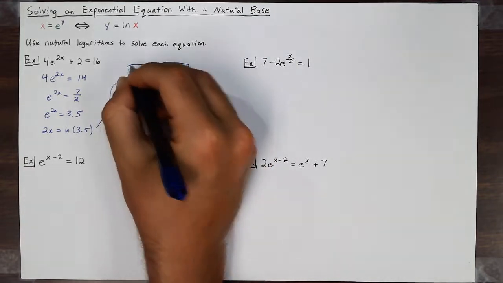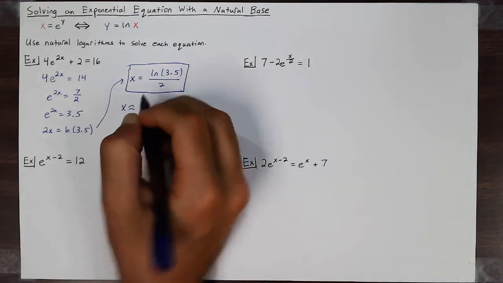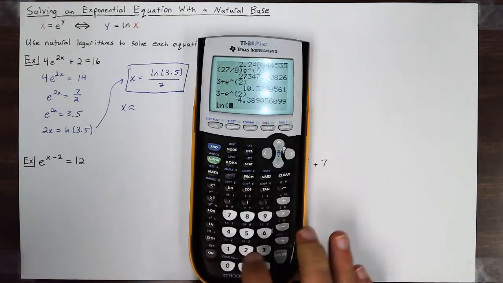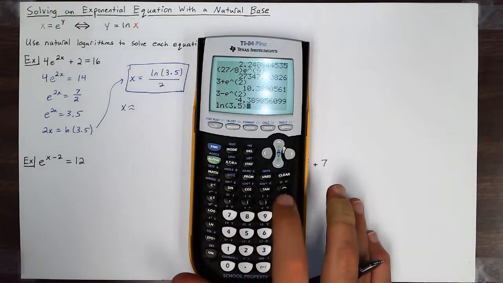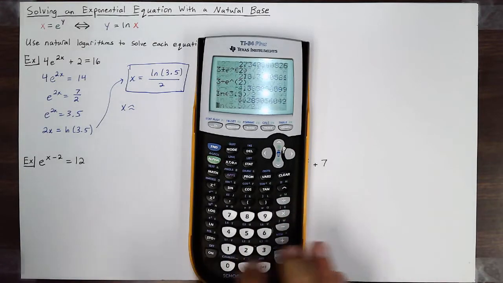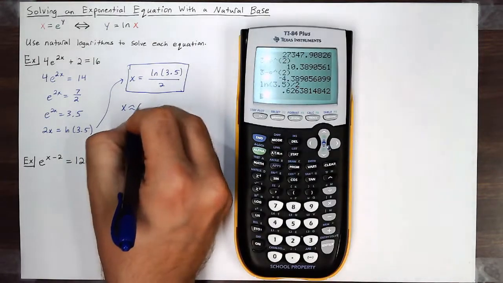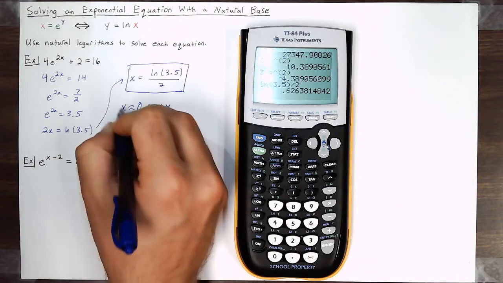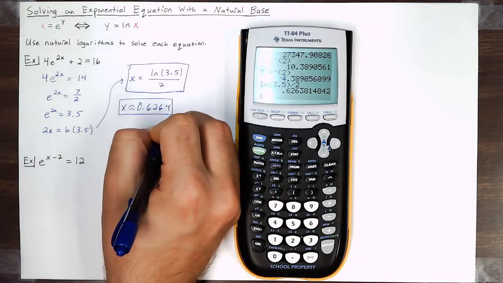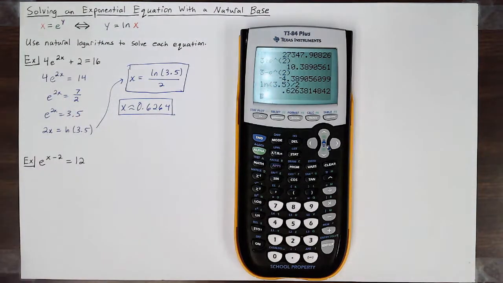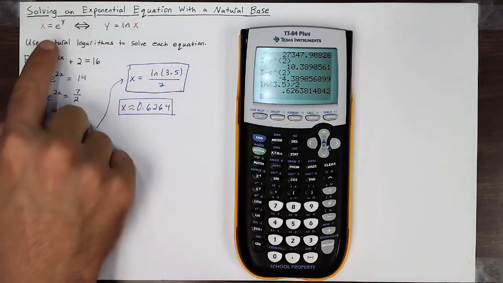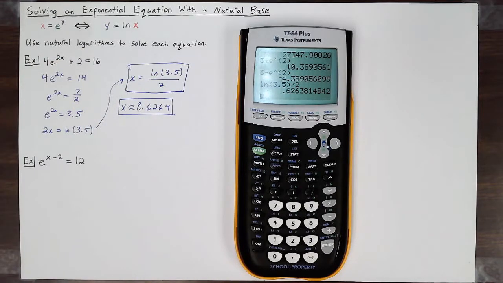Now, this approximate answer, just so you understand its value. So natural log of 3.5 divided by 2 would be approximately 0.6264. And if you plug this back in, you should get the correct solution. We're dealing with exponentials, so there shouldn't be a domain issue in terms of plugging in, but it can always be safe just to plug in to know that you are correct.